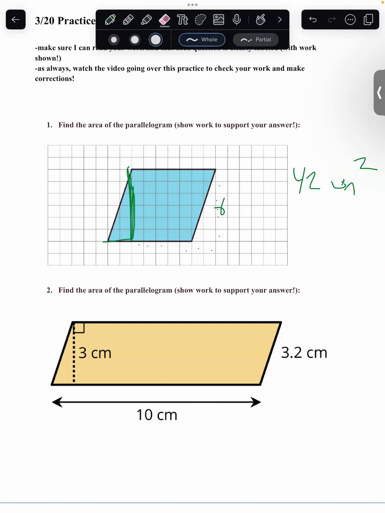You could have done it another way. You could have said, okay, this is 1, 2, 3, 4, 5, 6, 7 across here. And then this is 6. So then that would be 7 times 6 is 42. That would work too.